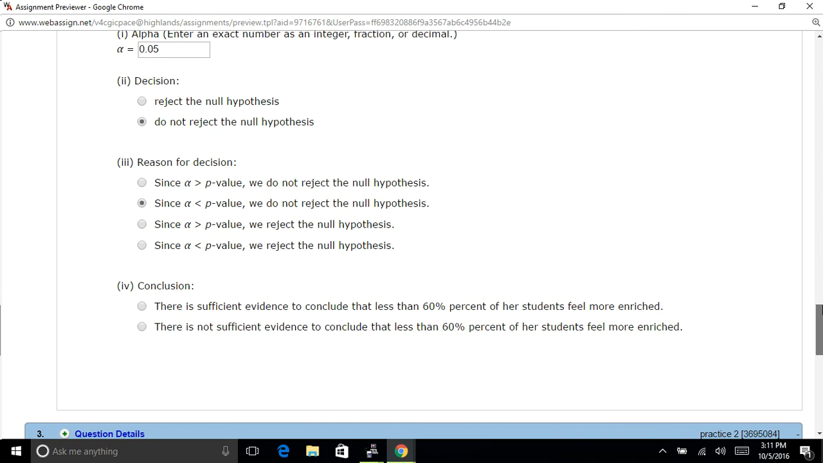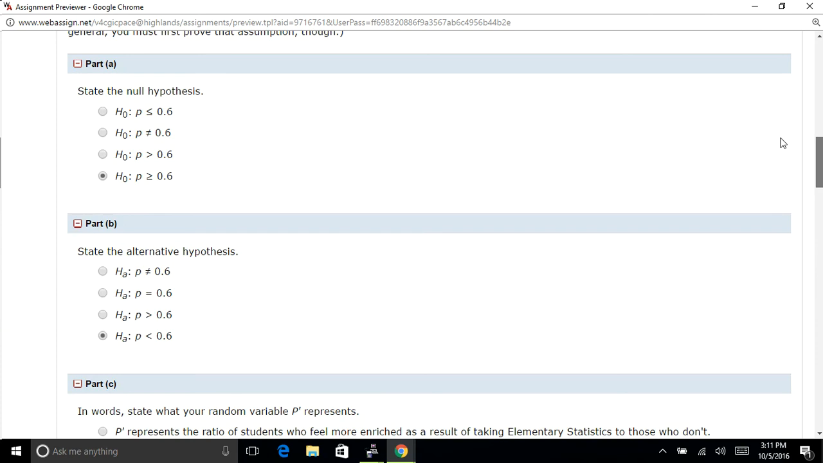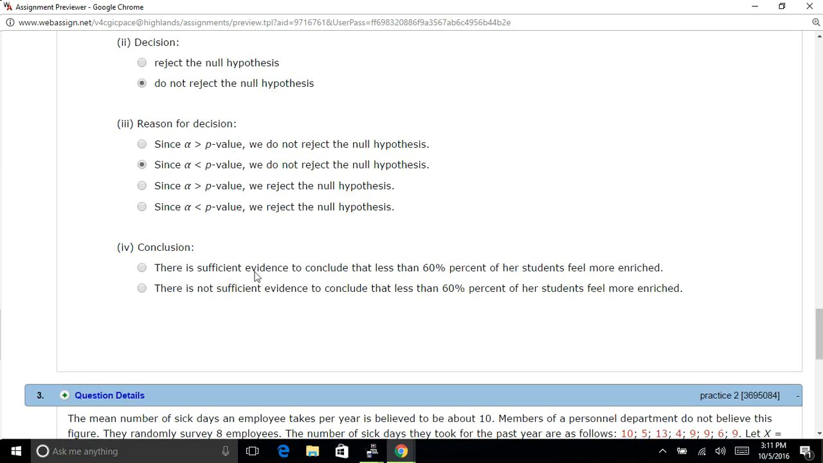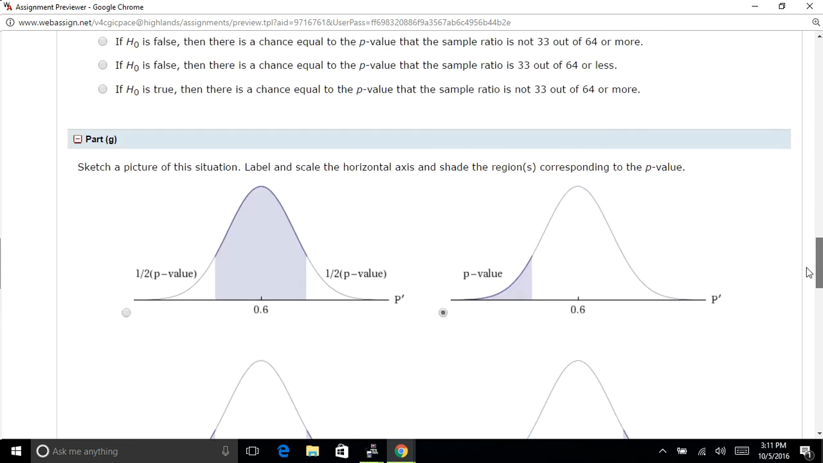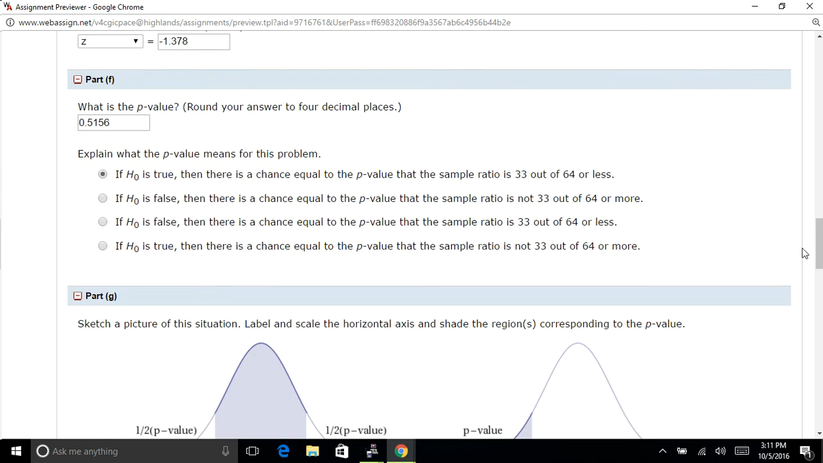Okay, so what is the significant evidence? Let's go up here again and look at my alternative. My alternative was p less than 0.6, and we found that it wasn't true. So there's not sufficient evidence to support it. That's how we work those problems. So if you get confused, just look and see what I did, and hopefully it will help you with what's going on with these, okay?